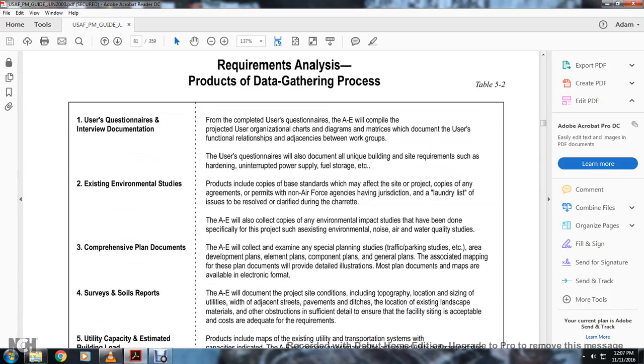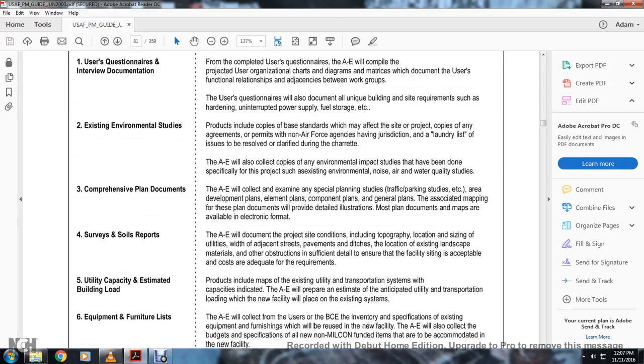Existing environmental studies product: include a copy of the standards affecting the project, and copies of the agreements and permits of non-Air Force agencies having jurisdiction. The laundry list of issues is to be resolved and clarified during the charrette. The architectural engineer will also obtain copies of the environmental impact studies that have been done, and specifically for the project, existing environmental noise, air, and water quality studies.